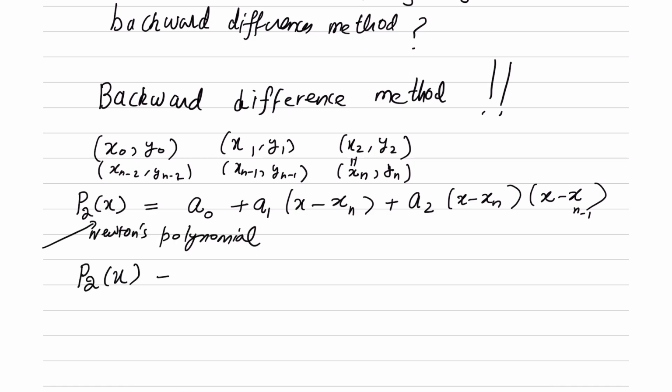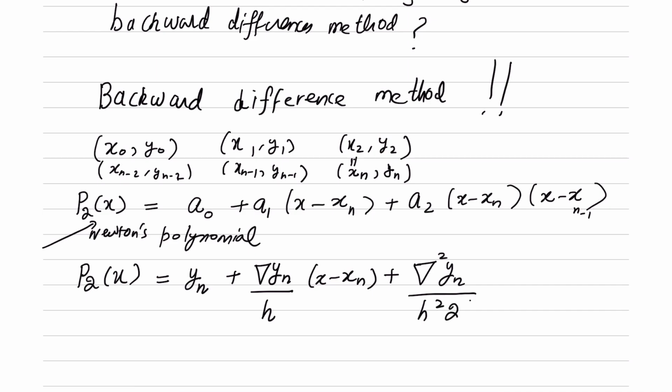Now let's write this Newton's polynomial in backward differences form. In backward differences operator form, a0 is nothing but the last y, which is yn. a1 is backward yn over h, times x minus xn, and a2 in backward differences operator form is backward square yn over h square 2 factorial, times x minus xn into x minus xn minus 1. So this is Newton's polynomial in backward differences operator form.